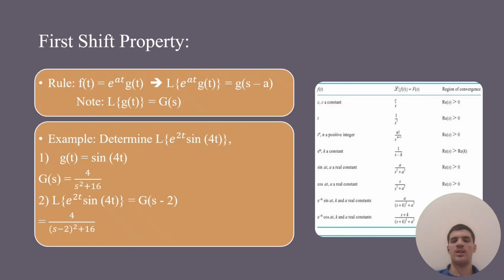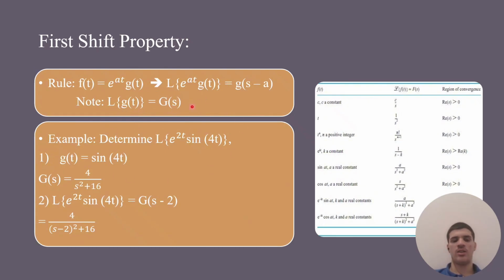So moving on to the second property, which is the first shift property. In the first shift property, you will have a function f of t which will have two functions inside. The first one is going to be the exponential, which in this case is the power a of t multiplied by another function which is the g of t. So what you have to do is you first take the Laplace of g of t, which in this case we're going to call g of s because it's a function of s from the function of time.